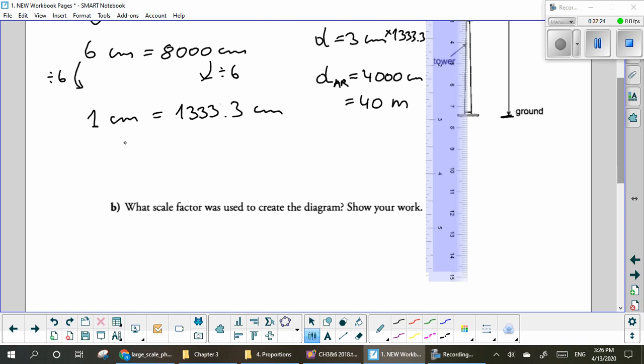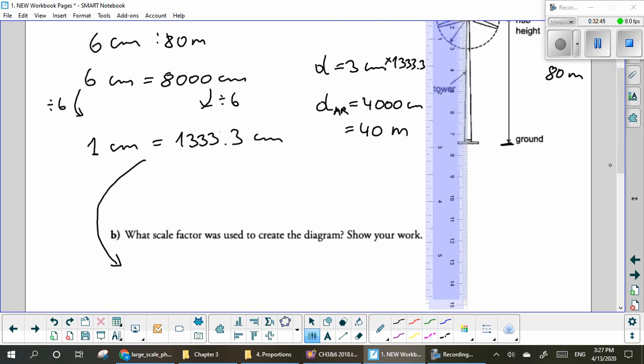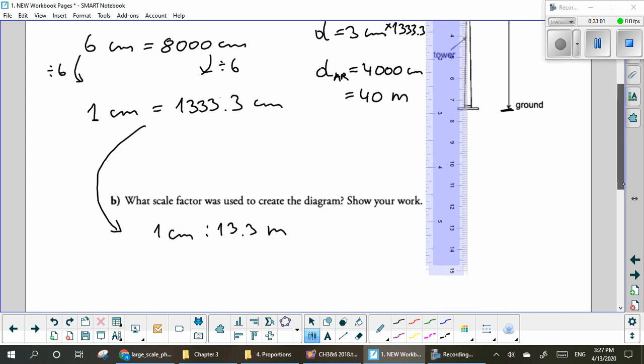All right, the next one says, what scale factor was used to create the diagram? Well, this is my scale factor. We actually found B by approaching this question at the beginning, so we solved B as a part of A. That is the scale factor of 1 centimeter to 1,333 centimeters, or I could also express it in meters: 1 centimeter to 13.3 meters.